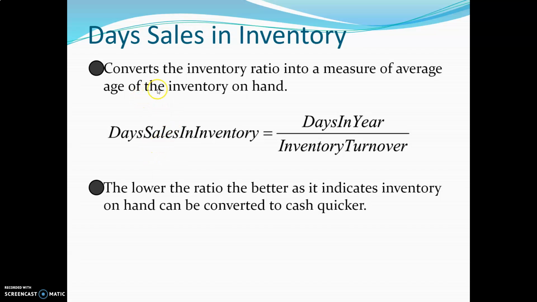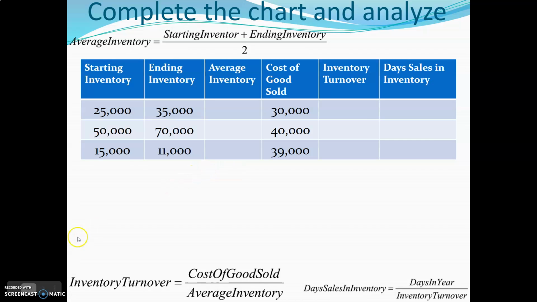And this converts the inventory ratio, instead of a ratio, into a measure of the average time the inventory will be on hand. The lower the ratio, the better, because it basically says that you're selling your inventory super fast. Now, of course, different industries will have different days sales in inventory. For example, you would expect things in the dollar store to be fairly quick to sell, but when we're talking about vehicles, they'll probably stay in inventory a little bit longer before they actually sell out. Maybe even cakes would be a super fast inventory turnover.